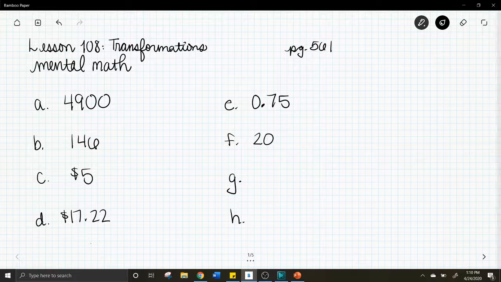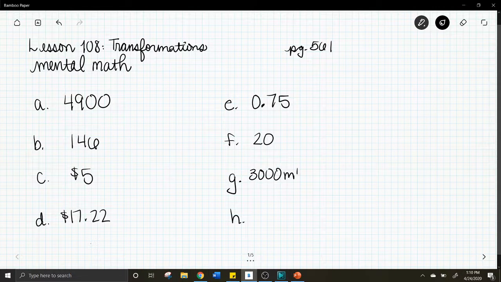Letter G, which is greater, 2 liters or 3,000 milliliters? What's the greater amount of liquid here? That would be 3,000 milliliters, because 2,000 milliliters would be 2 liters, and that's obviously less than 3,000.